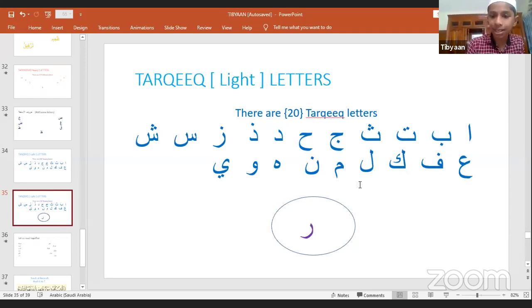So laam of Allah is what we call this laam which comes inside Allah. We call it laam of Allah or lafdhul jalala. You don't need to write it. You don't need to know the name. I'm just saying it for knowledge. So now we have finished tafkhim and tarqiq letters. So we'll do some examples.